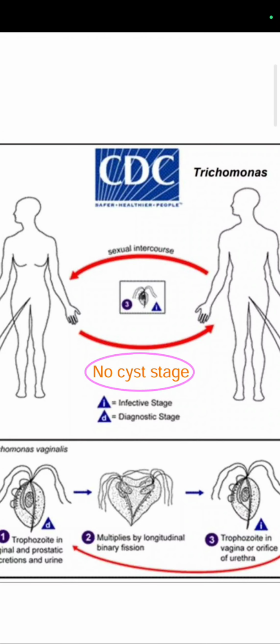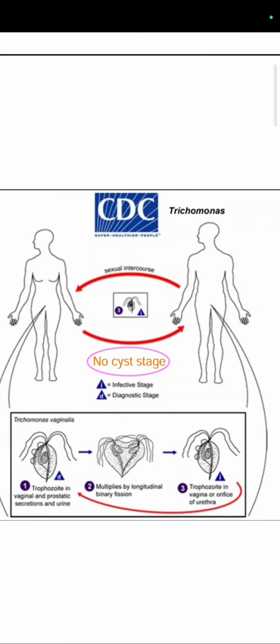Next we have Trichomonas. This is very simple. You can see it is transmitted by sexual intercourse, and there is no cyst stage in Trichomonas.